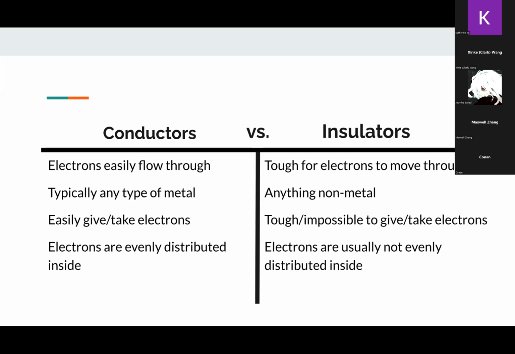However, for insulators, it's really tough for electrons to move through. Let's say a piece of glass, electrons will not be able to flow through it. Basically anything non-metal, like rubber, plastic, your wall, is an insulator. The reason is that they don't really give or take electrons. It's really hard for them to do that. So when they actually do accept electrons, they're always clumped in one area. Unlike conductors, they're not evenly distributed.